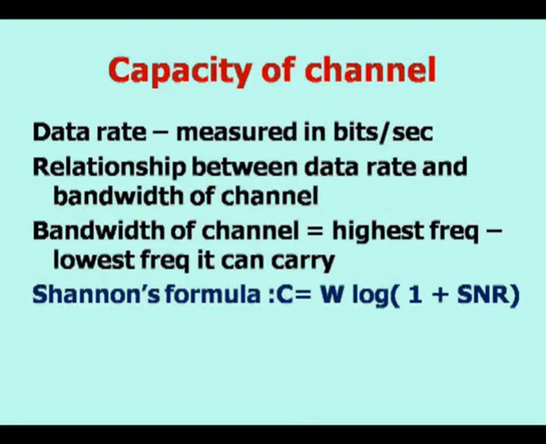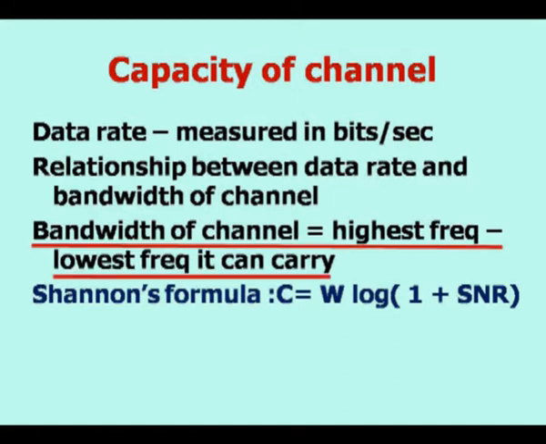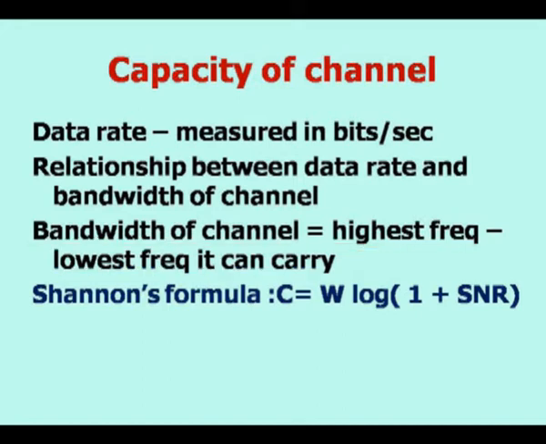It has been found by a person called Nyquist that data rate and bandwidth are directly related to each other. Let us first look at what is meant by the bandwidth of the channel. Bandwidth of a channel is the highest frequency minus the lowest frequency it can carry. Remember that every transmission medium we use has its own characteristics in terms of its bandwidth. That is, it will be able to carry only frequencies within a certain range. So, the highest frequency it can carry minus the lowest frequency it can carry is referred to as the bandwidth.